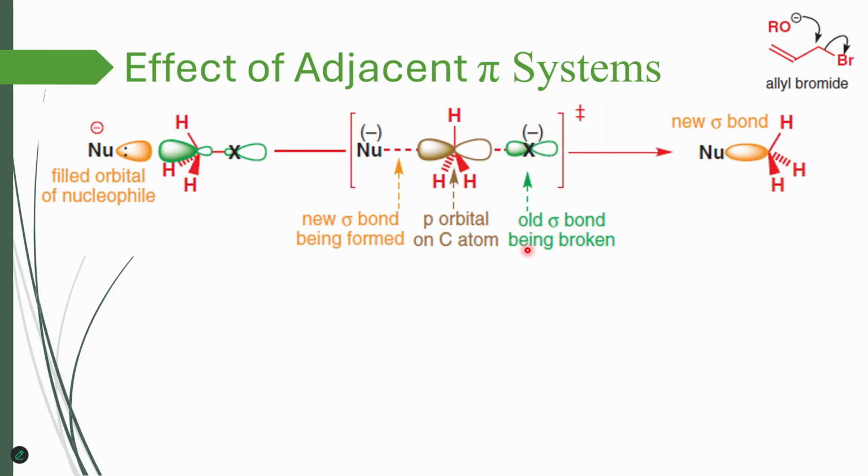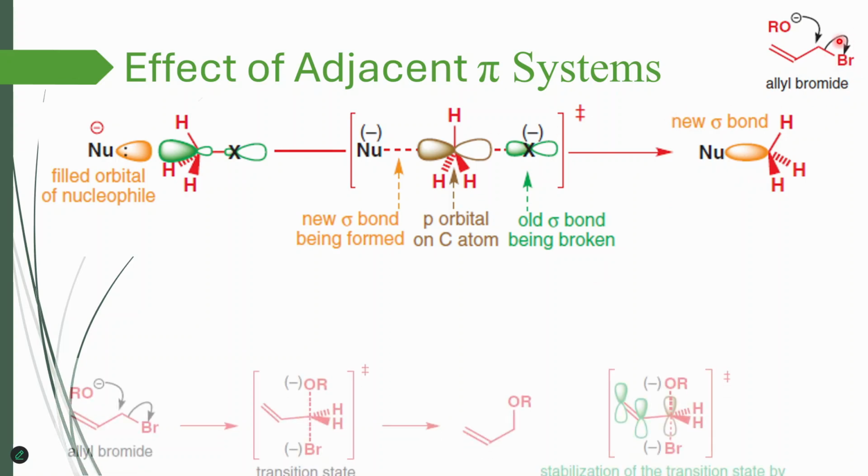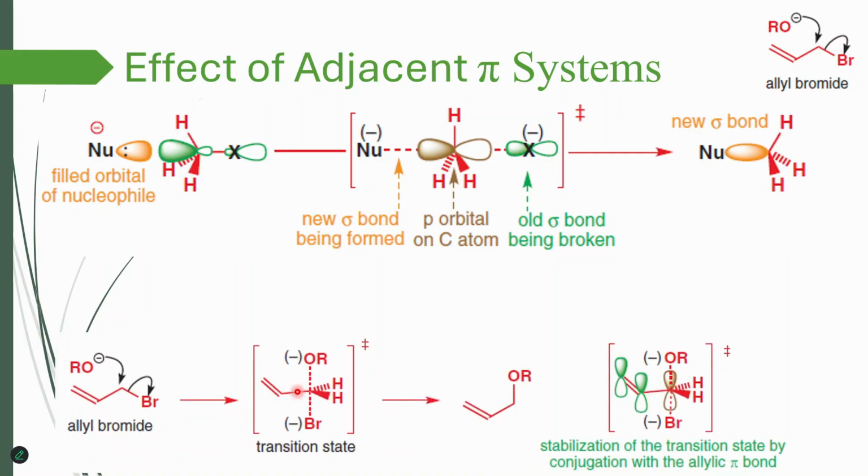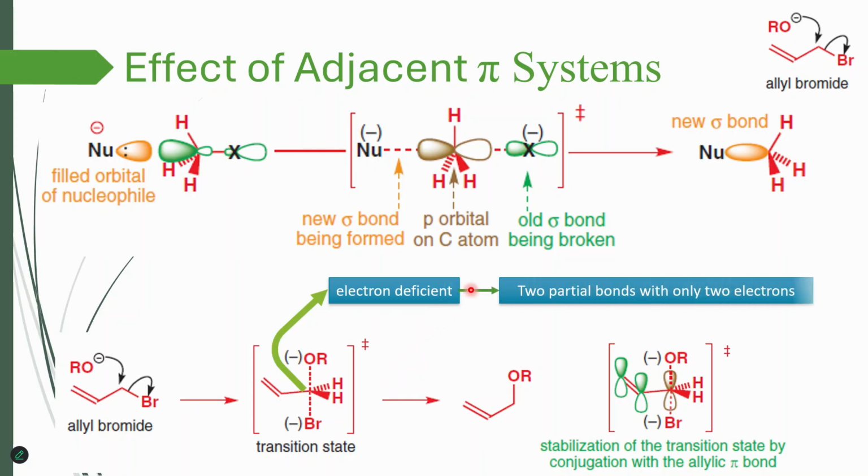So allyl compounds here react rapidly by the SN2 mechanism because in the transition state, the pi system of the adjacent double bond can stabilize the transition state. So what happens here is that in the transition state, the p orbital of the carbon has to make 2 partial bonds with only 2 electrons. So it's electron deficient. So any additional electron density we could have here can stabilize the transition state and can lower the energy of the transition state, which means increasing the rate of the reaction.